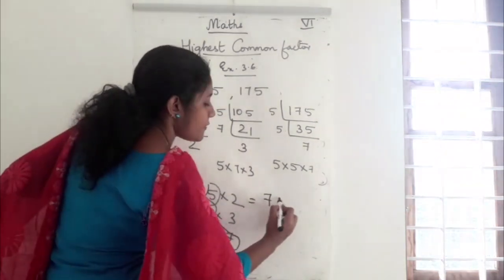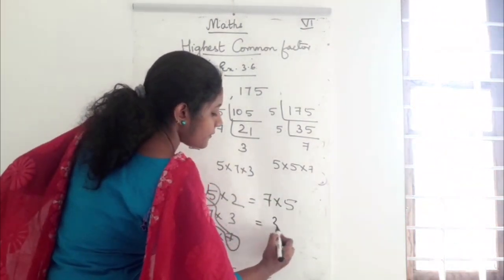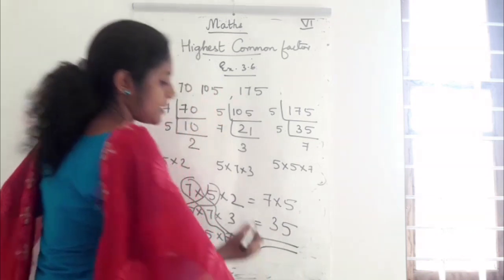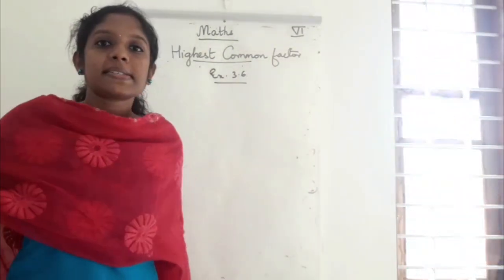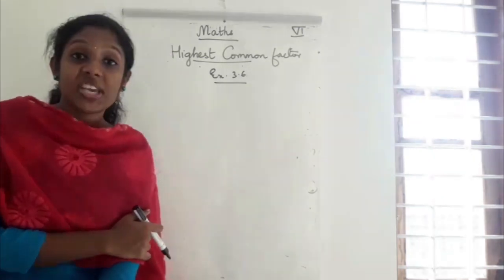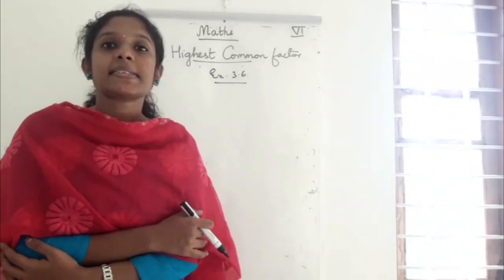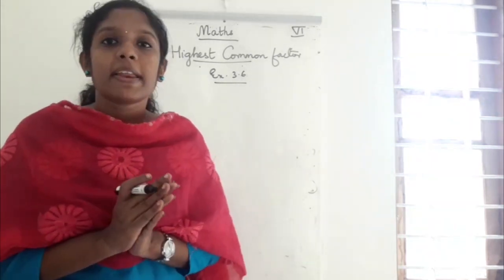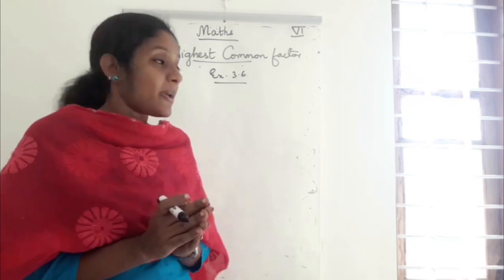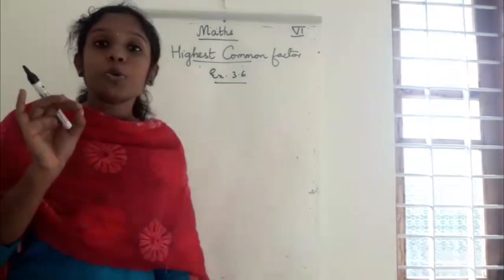Then 7 into 5 is 35. Okay. Hope it is clear. So in your textbook a large number of exercises are given for you, about 11 or 12 exercises, so practice these exercises. Don't just copy when I give you the notes. Many examples are given in your textbook for you to practice.